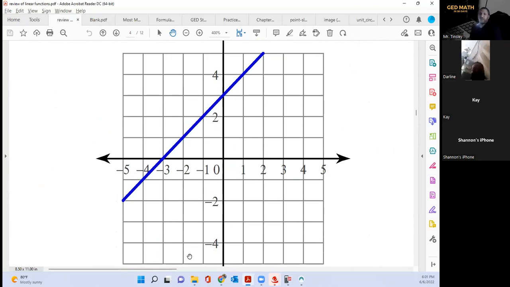So for example, that question right there, that's a graph. Now, I'm not just going to show you how to find the slope. I'm also going to show you how to find the y-intercept.